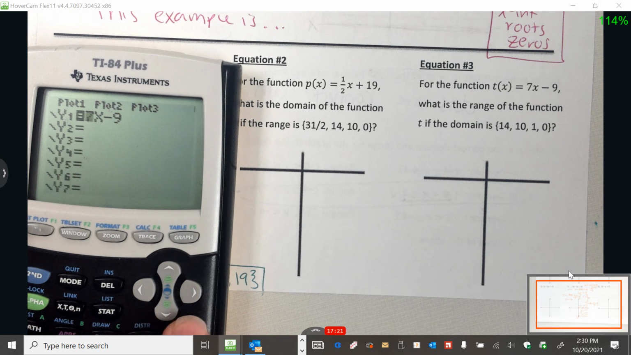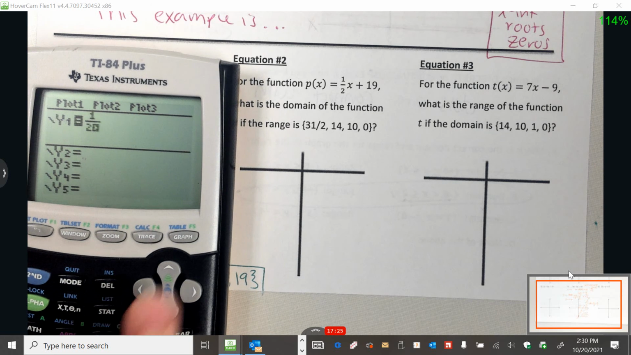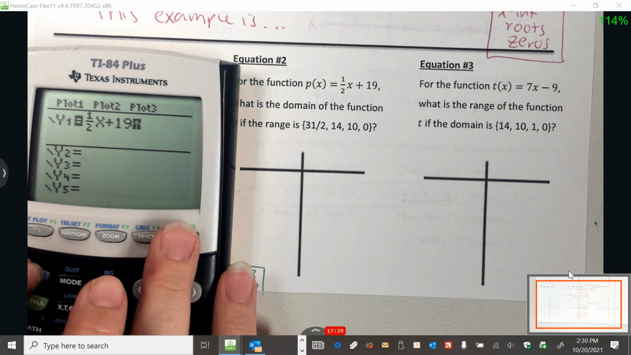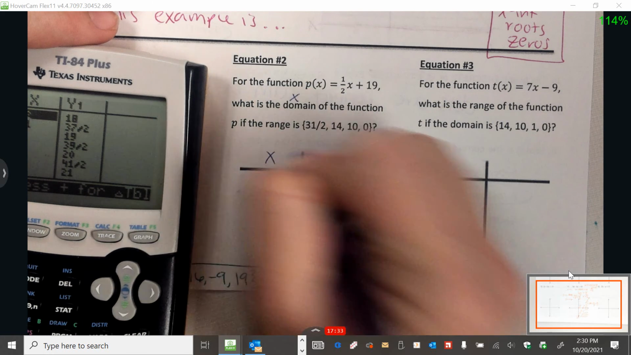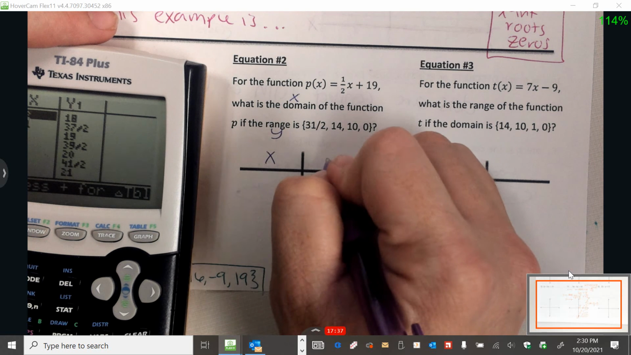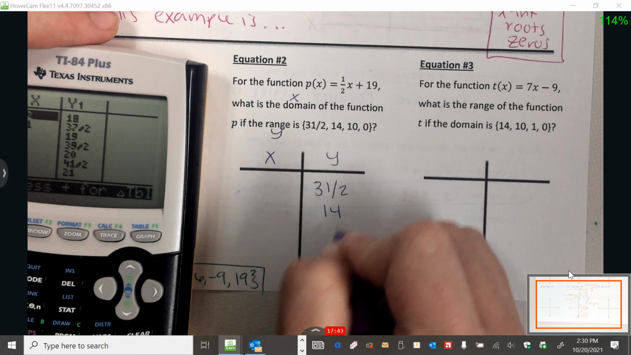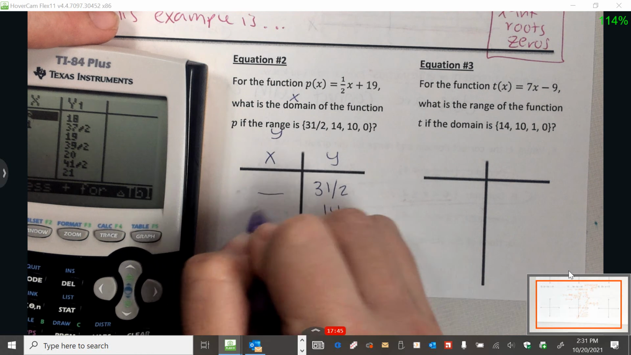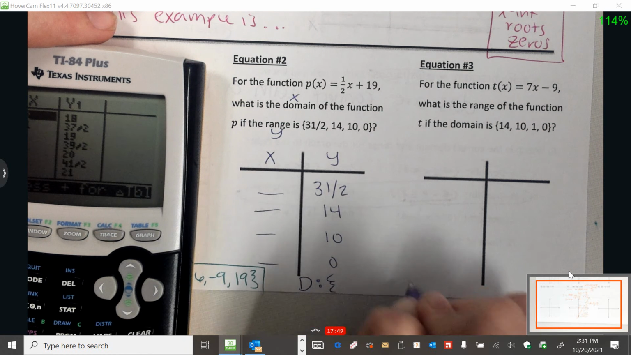My equation now is 1/2 x plus 19. Okay, so it says what is the domain x when the range, the y, is this. So we have my y is 31 over 2. We have 14, we have 10, and we have 0. So we're looking for 4 numbers. And this is going to be my domain, and it's going to be a list of those 4 numbers.